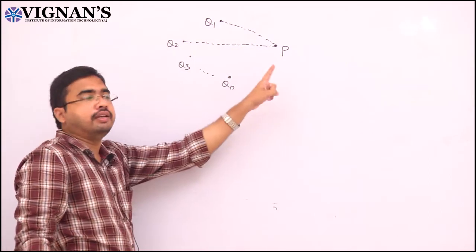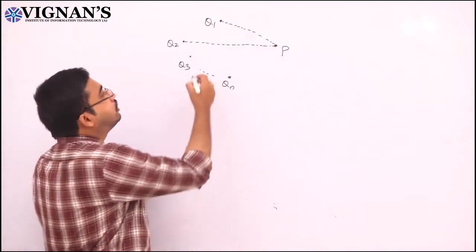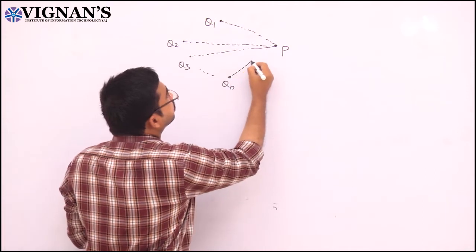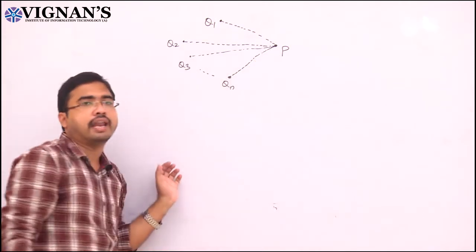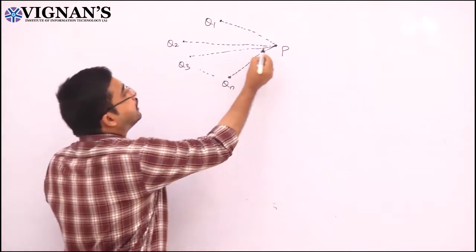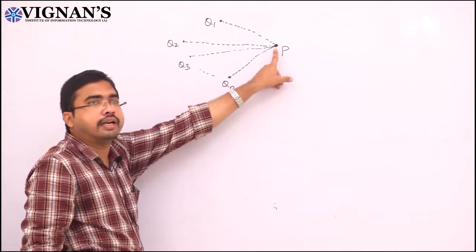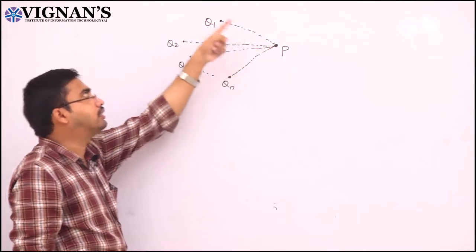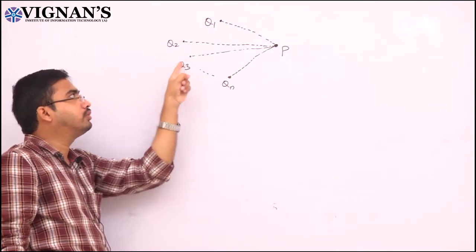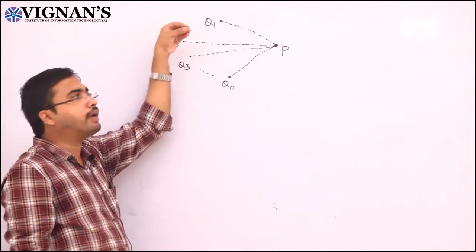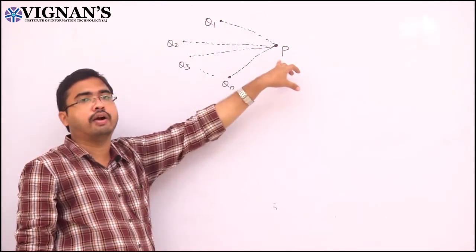At this point P, there will be some electric field intensity due to this charge Q3 also. And due to this Qn also, there will be some electric field intensity. That means some electric field intensity is acting on this point due to the charge Q1 as well as Q2, Q3, so on up to Qn. Every point charge will produce some electric field intensity at this point P.